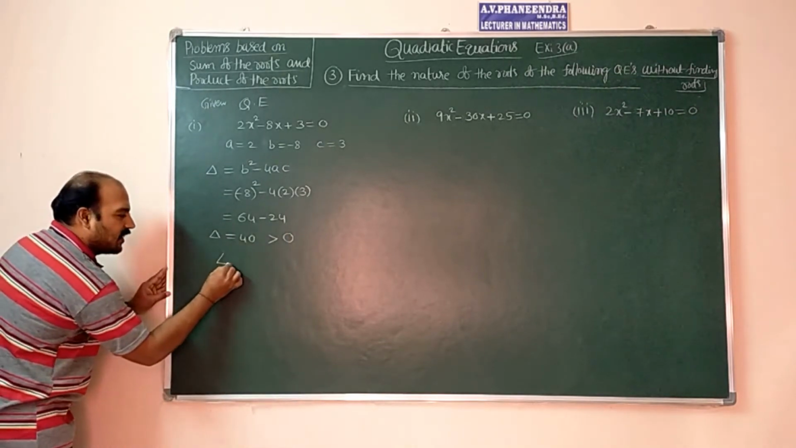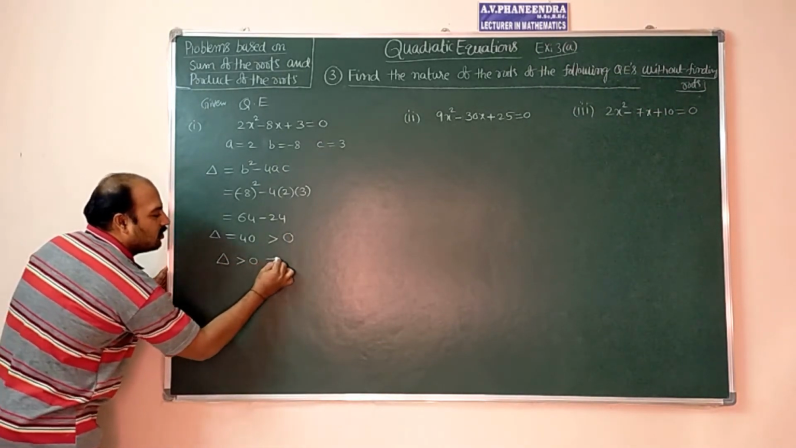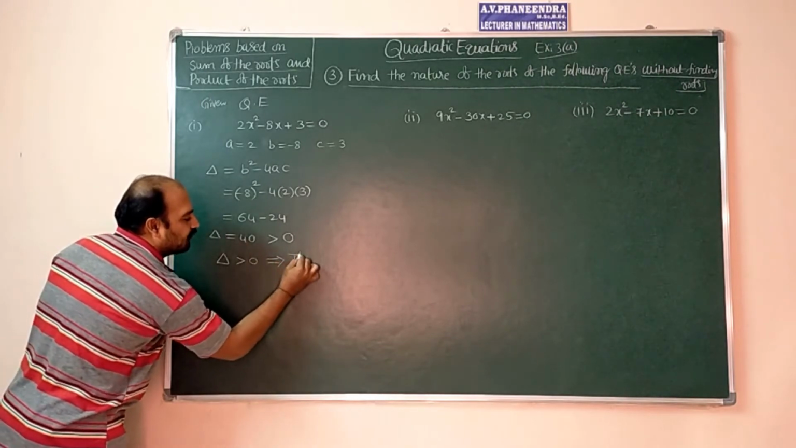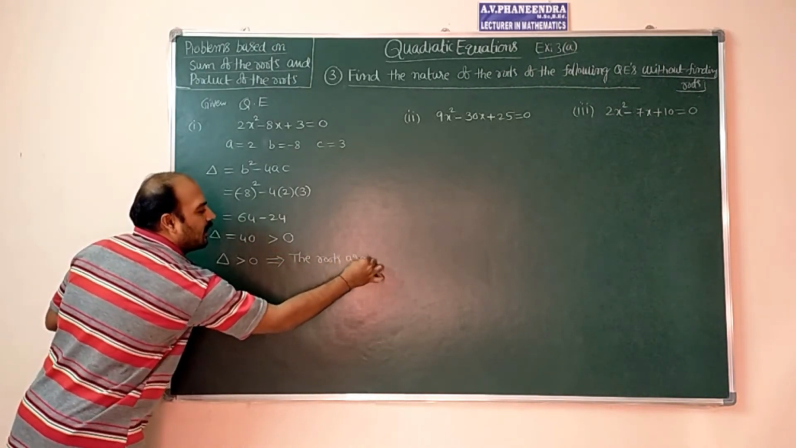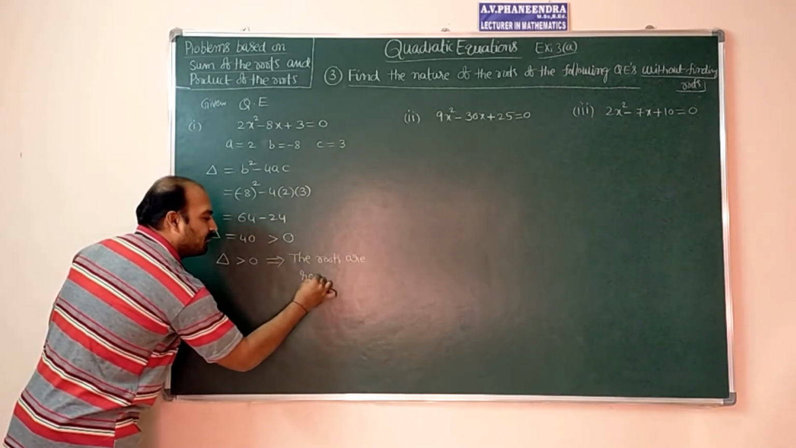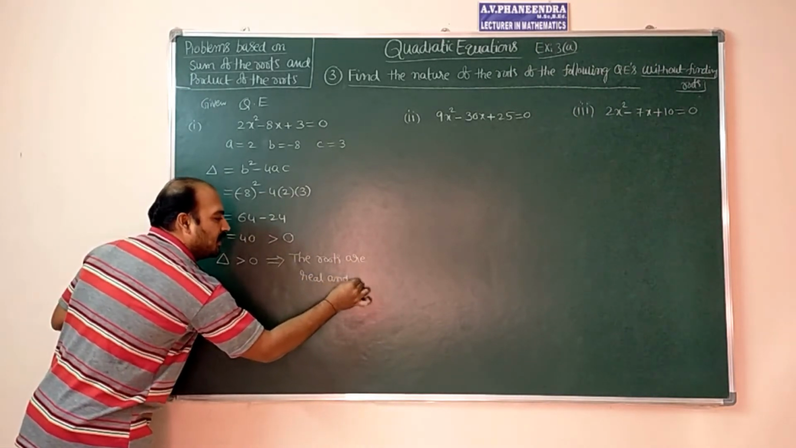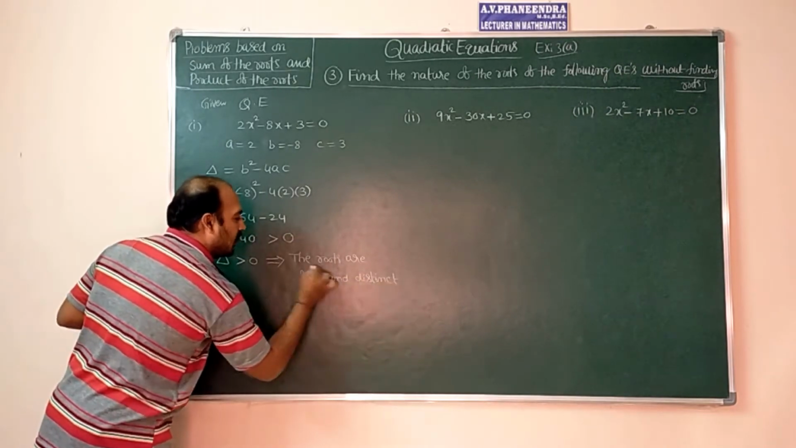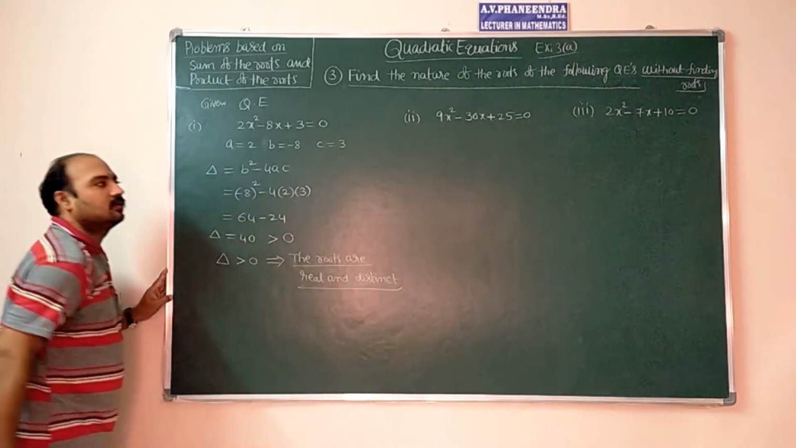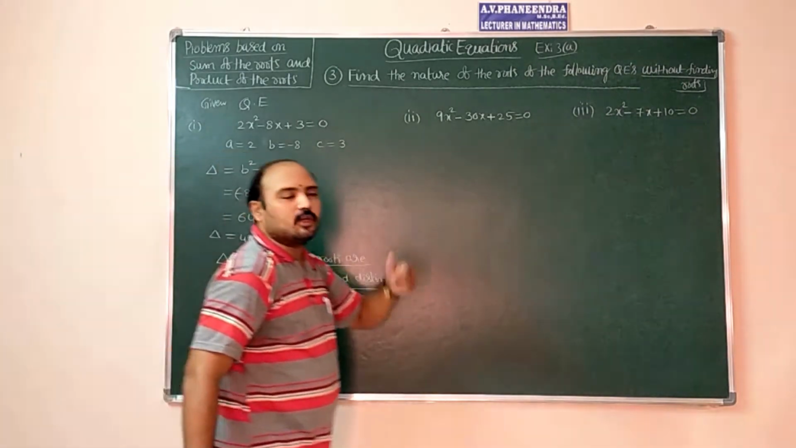Whenever delta is greater than 0, the roots are real and distinct. Like this, you have to write that comment. We'll go to the second question.